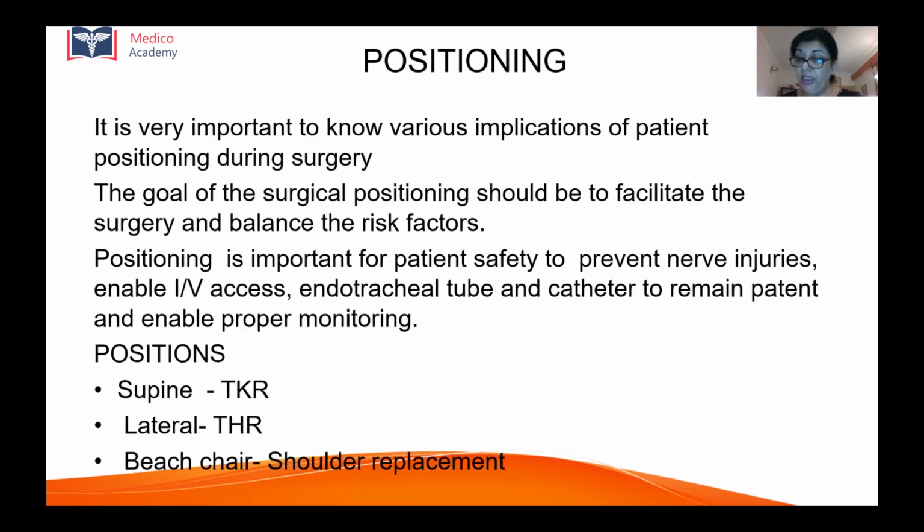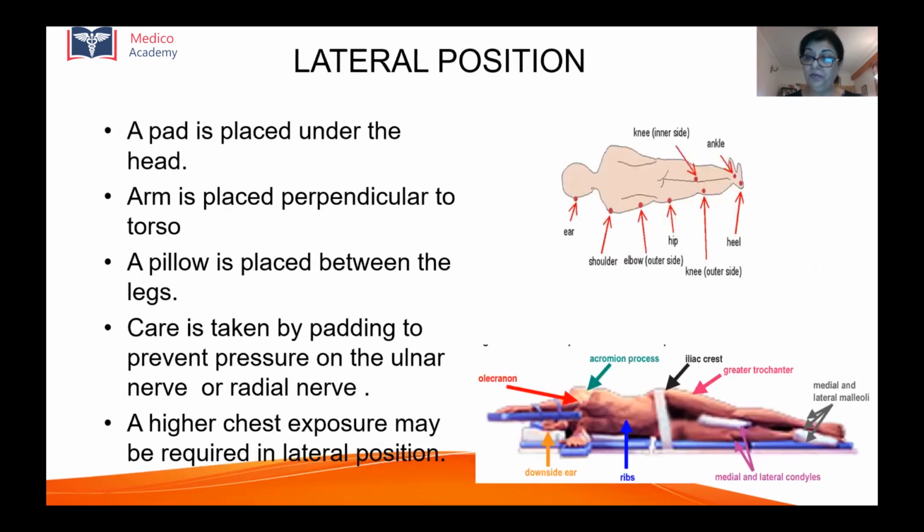Positioning. It is very important to know the various implications of patient positioning during surgery because of the various physiological effects it exerts on the system. The goal of surgical positioning should be to facilitate the surgery and to balance the risk factors. Positioning is important for patient safety to prevent nerve injuries, enable the IV access, and keep the endotracheal tube and catheter patent, with proper monitoring. The positions are supine for TKR, lateral for THR, and beach chair position for shoulder replacement surgery. Now the lateral position.